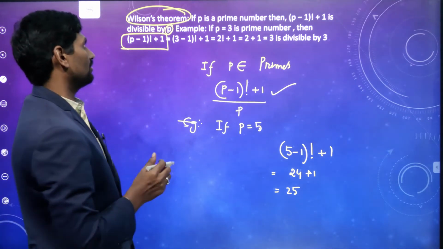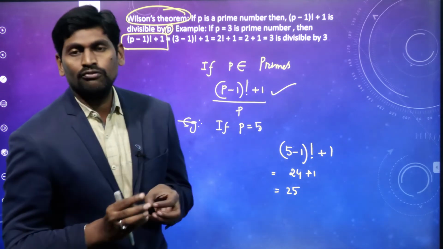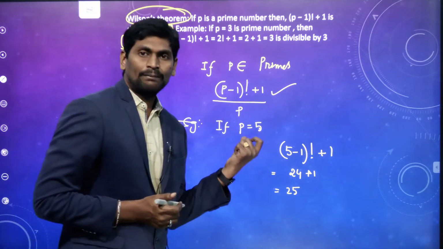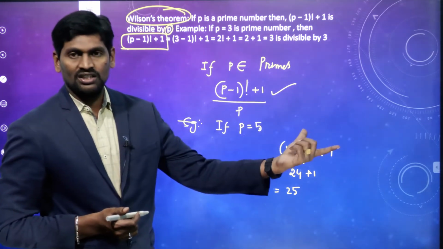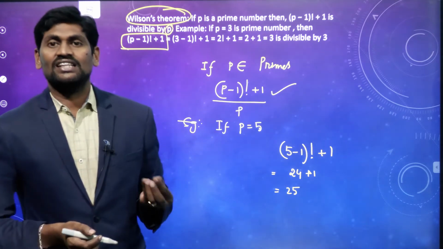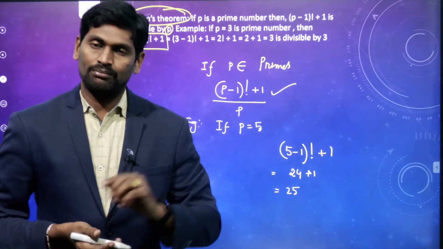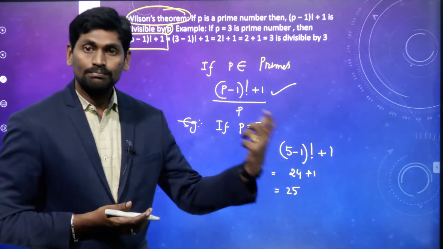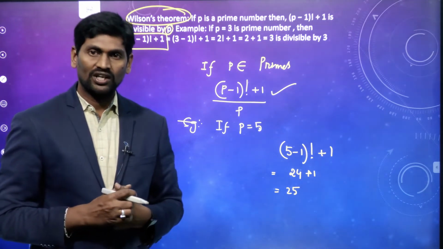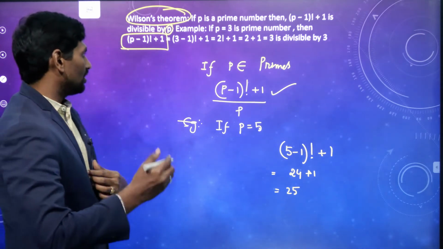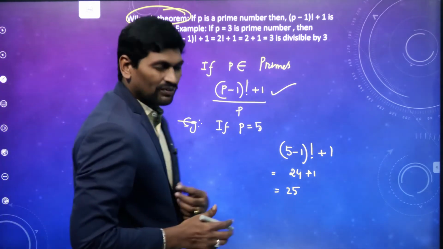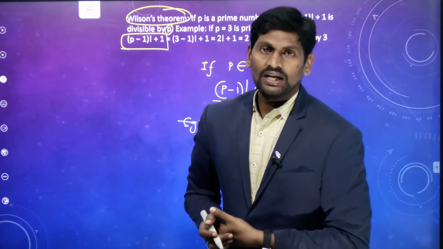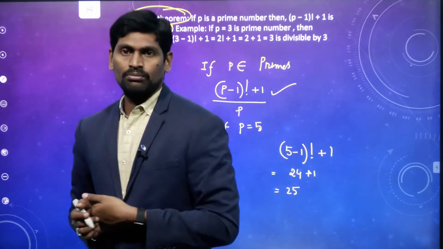That is the Wilson theorem. If any prime number is expressed in the form of (p minus 1) factorial plus 1, that answer is exactly divisible by that prime number. Okay? Now let us check, is it possible for every prime number or not?